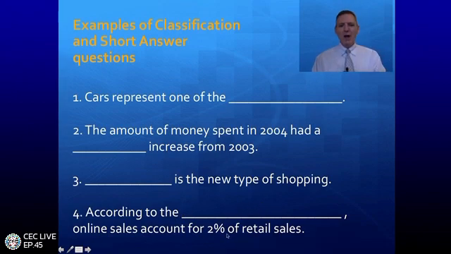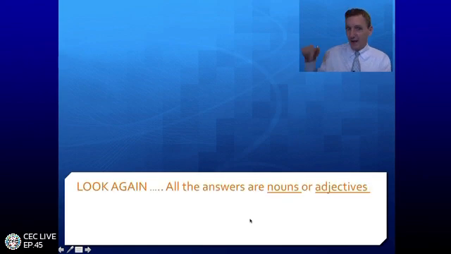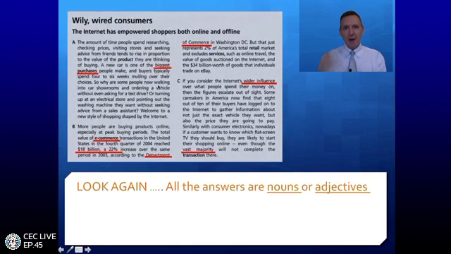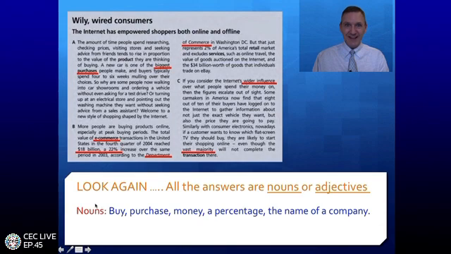Number 4: According to the blah, blah, blah, online sales. I don't have to read the rest. I don't get caught up with a count. I'm just looking for a name. Look again. Now, I've underlined it for you, but you can see that all the answers to all of these questions that we just looked at were all nouns. And most of the answers on the IELTS test are going to be nouns.